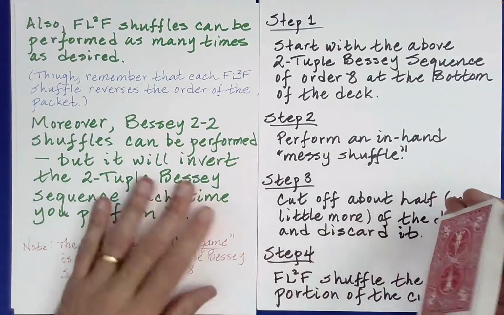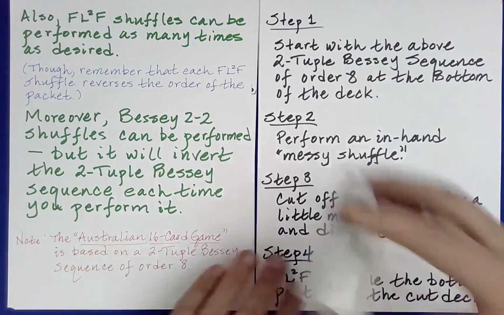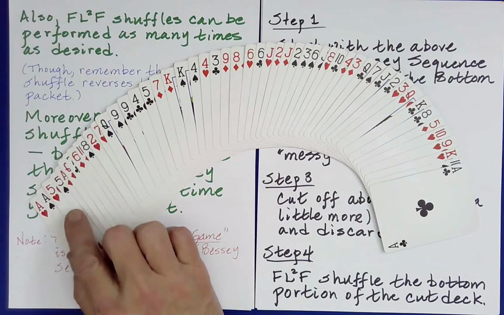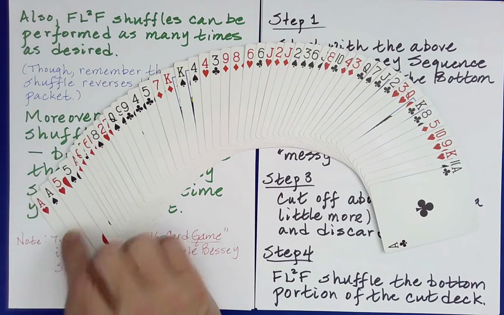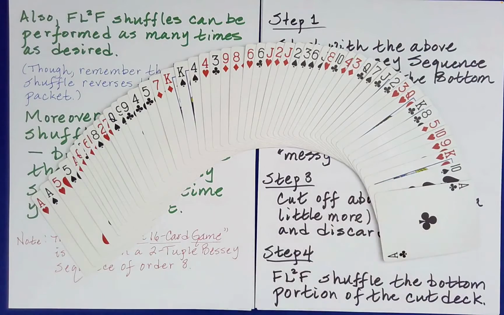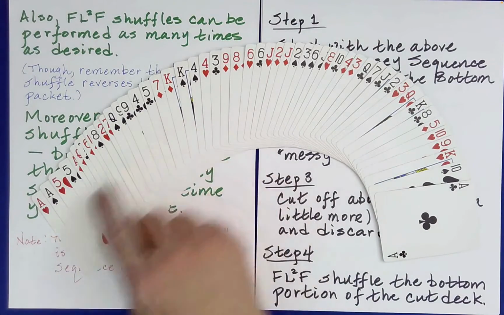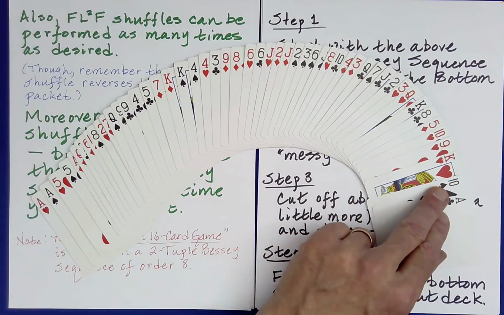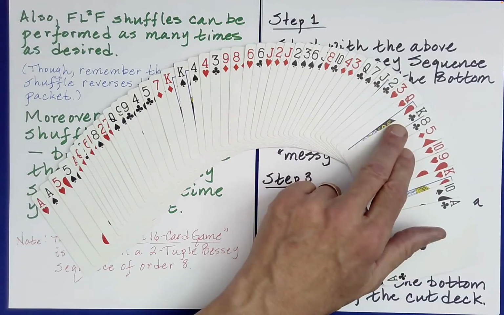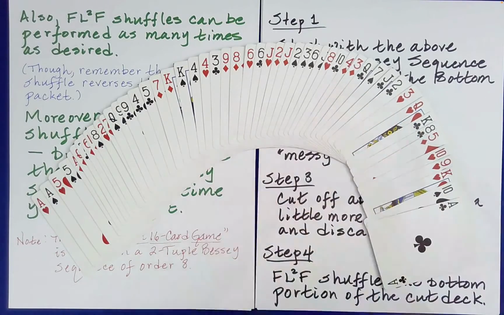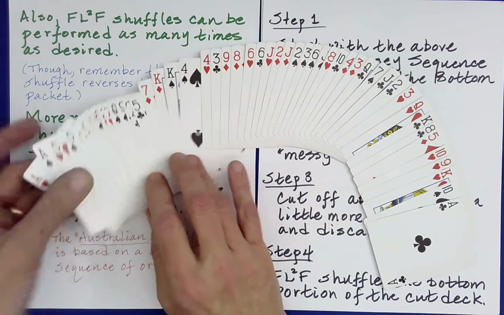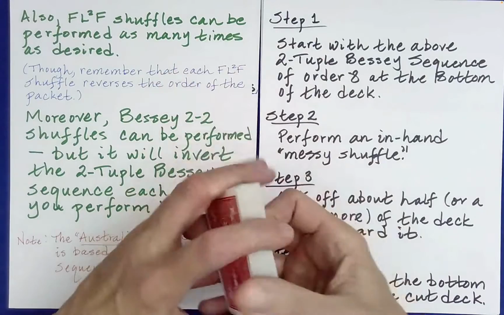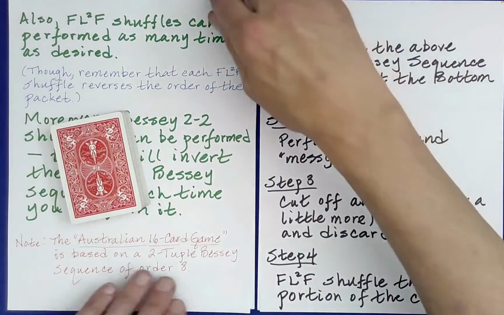And then we can always quickly check that we haven't destroyed anything. How did we do? Oh, we did destroy something. Oh, no, sorry, I'm looking at the top. That's not where the two-tuple Bessey sequence is. It's at the bottom. Sorry about that. Okay, so we have 2 black, that's good. 4 red, 2 black, that's good. 2 red, 4 black, and 2 red. So the two-tuple Bessey sequence of order 8 is at the bottom. Sorry, I flipped the deck over and then confused top and bottom of the deck.